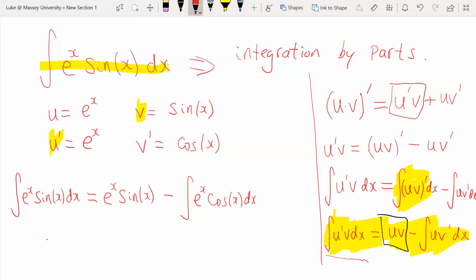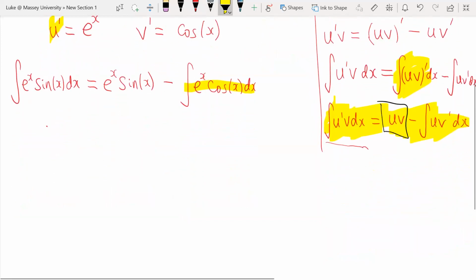Okay, good. So at this stage you may think, well, I had the integral of e to the x times sine x, and now I've got the integral of e to the x times cosine x, so it doesn't really feel like you've made too much progress here. But let's just apply integration by parts to that integral as well and see what happens.